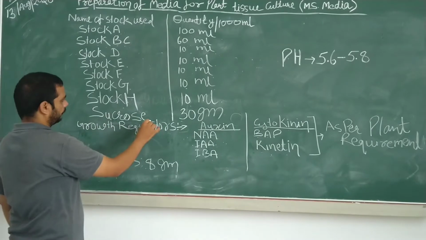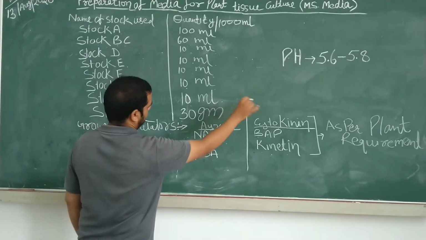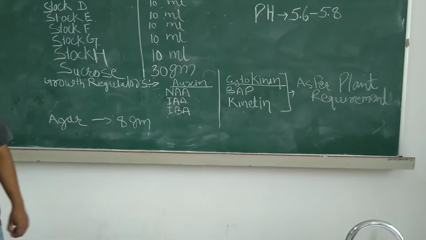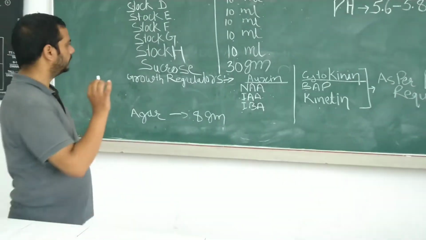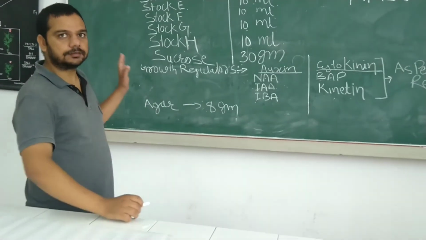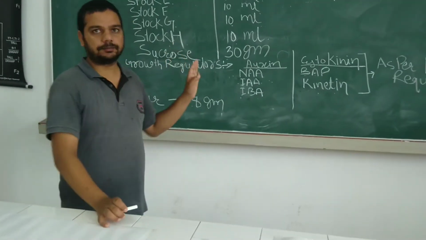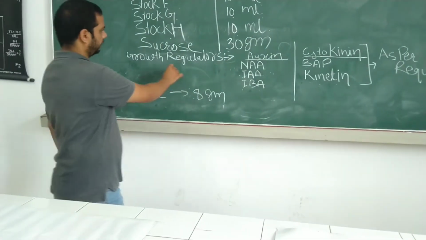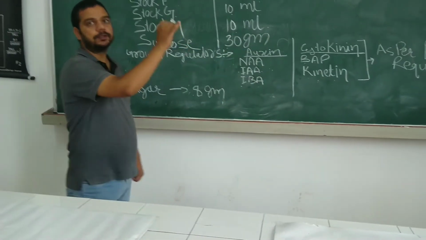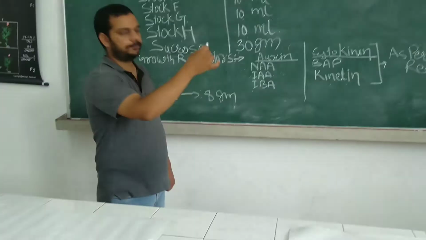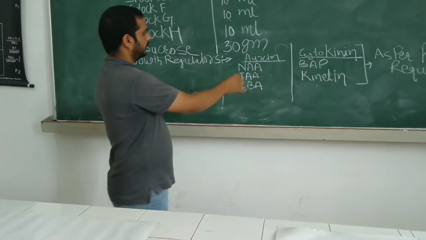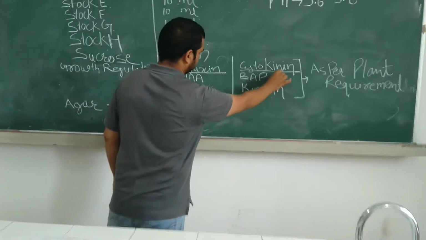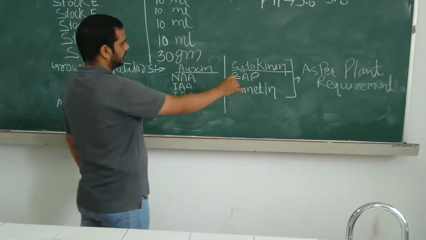Energy source used is sucrose, which is used 30 gram per liter. And growth regulators. You might have studied in theory classes about growth regulators or plant hormones. These are the chemical substances which are required for the regulation of the growth of the plants. Different growth regulators are responsible for the growth of callus or shootlets in the plants. The mainly used growth regulators are auxin and cytokinin.